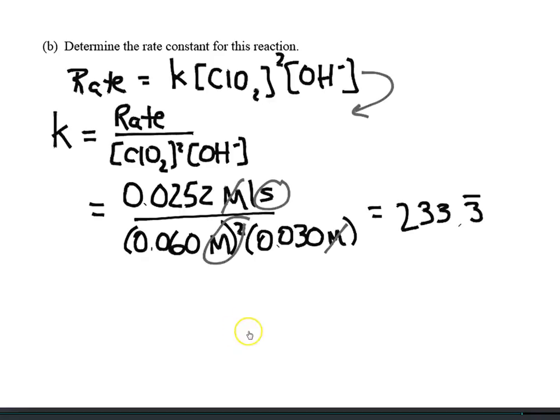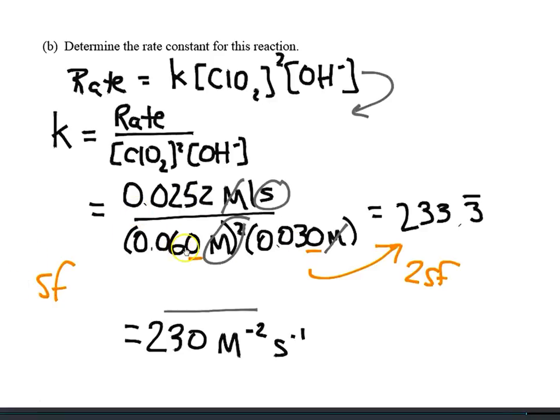The biggest mistake here is people didn't get the units right. Remember that this molar is squared, and then this molar cancels out with that molar. So you end up with seconds in the denominator and molar squared in the denominator. Significant figures here, it looks like the denominator numbers have 2 sig figs, and so I'm going to round this to 230, or 2.3 times 10 to the second. Molar minus 2, seconds minus 1.